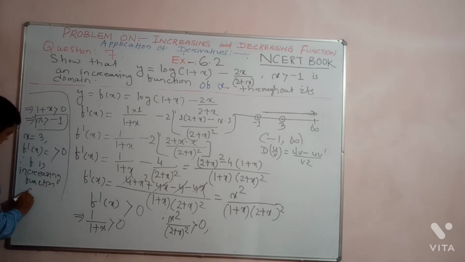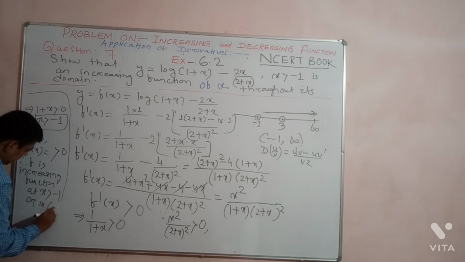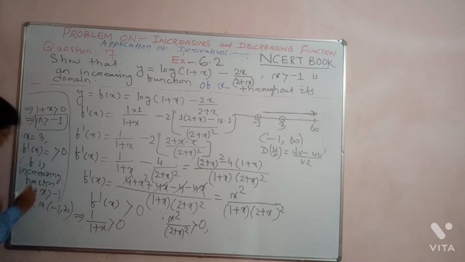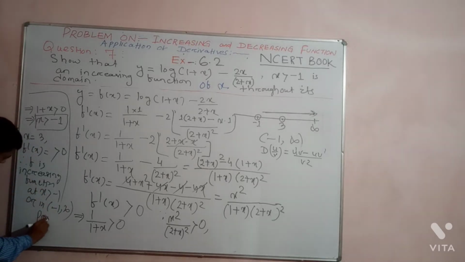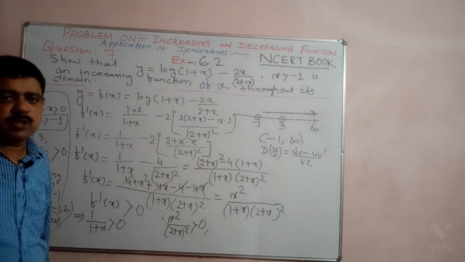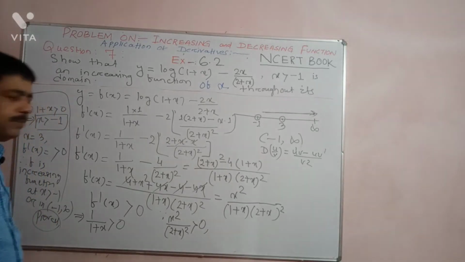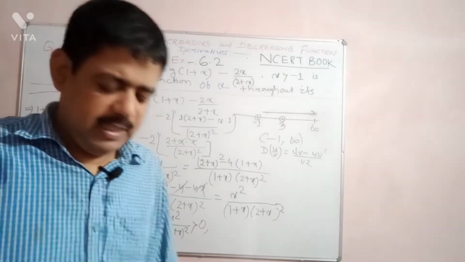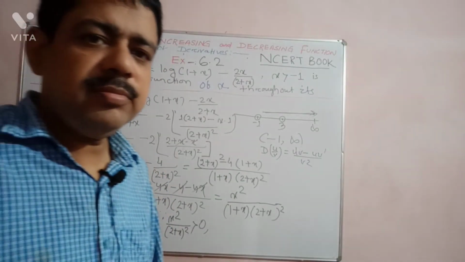We can say it is an increasing function in the interval x greater than minus 1, or in the interval minus 1 to infinity. This is how we have proof. Thus the function is an increasing function in the interval minus 1 to infinity. Is it clear, all of you? Okay, understand? Okay, thank you.